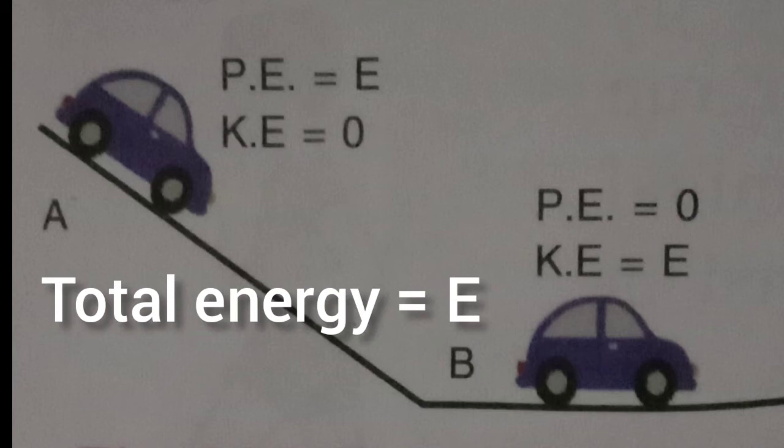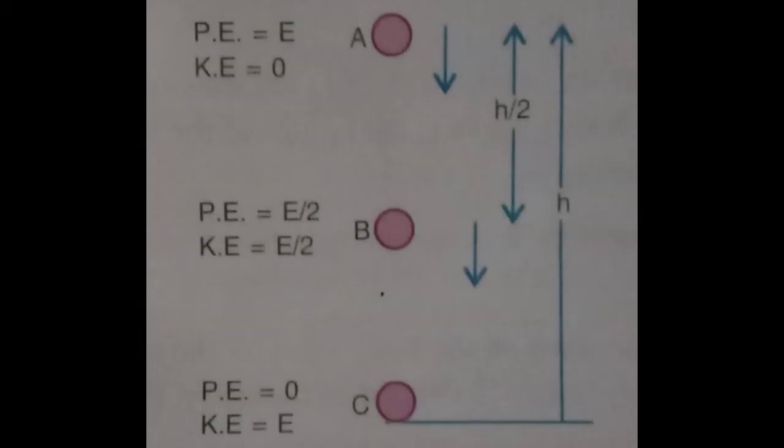Similarly, second example, a freely falling body or freely falling ball from point A, it falls, goes down to B and finally reaches point C. At point A, before it falls, when it was not moving, the potential energy is equal to E at a certain height H, where kinetic energy is 0 because it was not moving, or velocity was 0. That's why kinetic energy is 0.